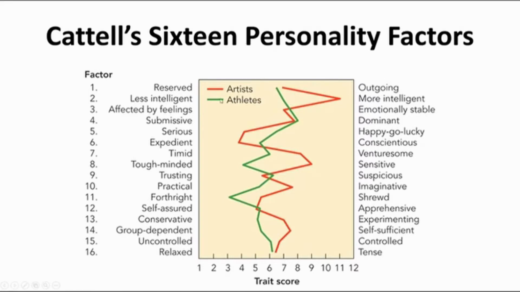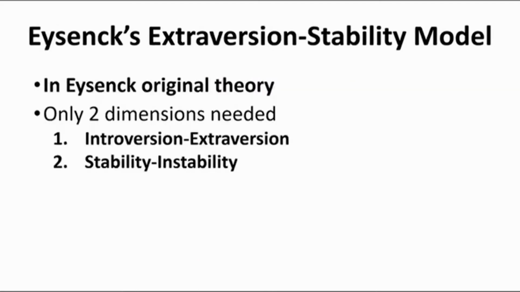And in the graph here, they're ranging people who self-identify as athletes versus artists and where they tend to score on this continuum. So this would be average scores for groups of people. But it gives you an idea of how people might score based on these different things. So intelligence, less or more intelligent, emotionally stable or unstable, submissive, dominant, so on and so forth. So they have these 16 different factors that they believe are sufficient to fully encompass all of the complexities of human personality.